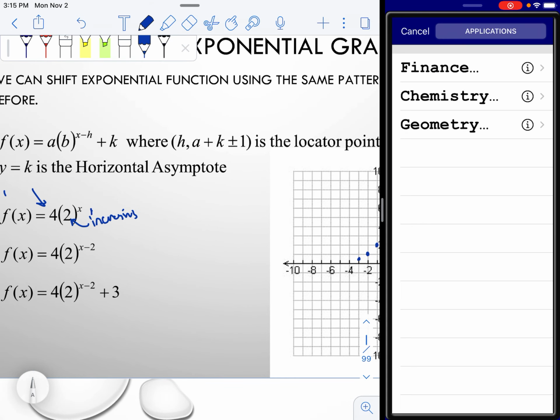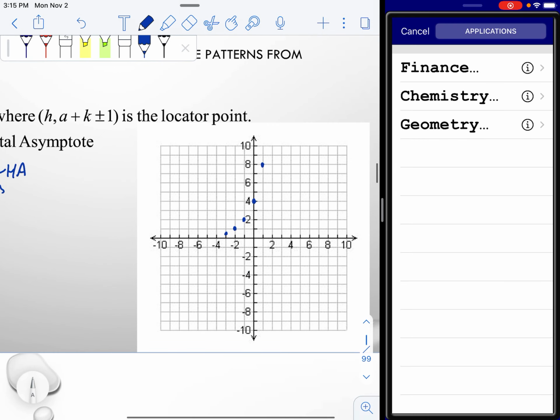So because there's plus 0 out here, we know the horizontal asymptote is going to be 0. So you would draw a dotted line there, and that's your horizontal asymptote. All right, so your graph is slowly increasing from here and then takes off.